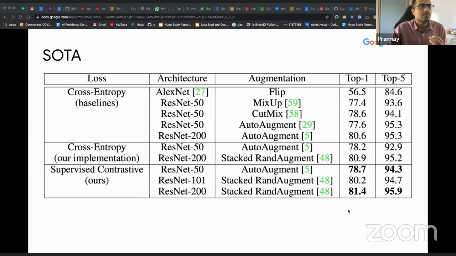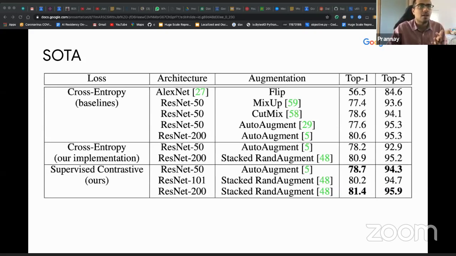And the key takeaway here is that if you have a larger architecture, that helps supervised contrastive. If you have stronger augmentation for those larger architectures, even then it helps supervised contrastive. Smaller architectures can get into trouble with stronger augmentations, but supervised contrastive helps against cross entropy anyway. Right, so all of this is on ImageNet.